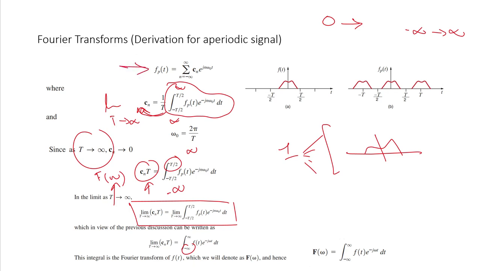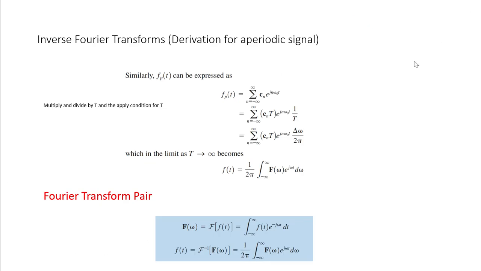Now we are left with this equation. So let's go to the next slide. We are having this equation. In this equation, we multiply it by T and divide it by T. So if you multiply it by T, we get this Cn T here as well. So now we are having the same condition as that in the previous slide. After that, we say that T is very much large, it is infinity.